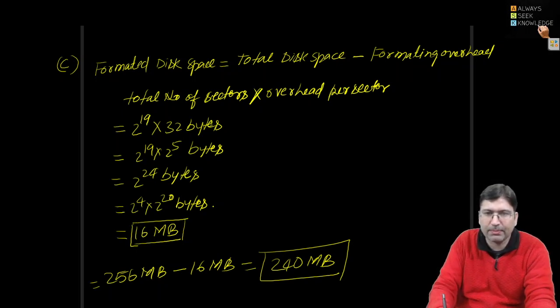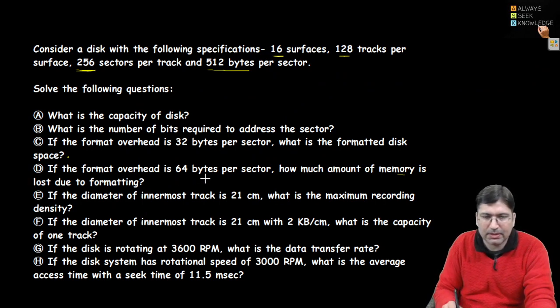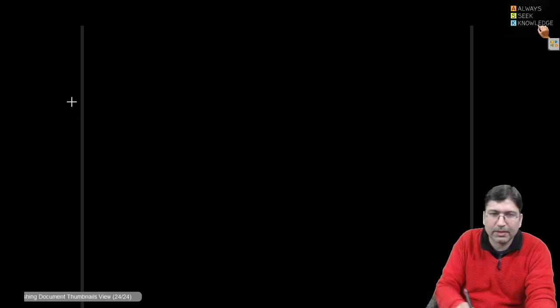Now let's look at the D part. What is D? D is if the formatting overhead is 64 bytes per sector, how much memory is lost due to formatting? This is easy. Number of sectors multiplied by the overhead: 2 to the power 19 multiplied by 64 and you will get the answer. So D is easy. Now let's solve the D part.